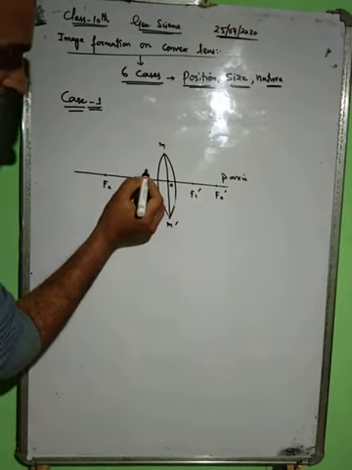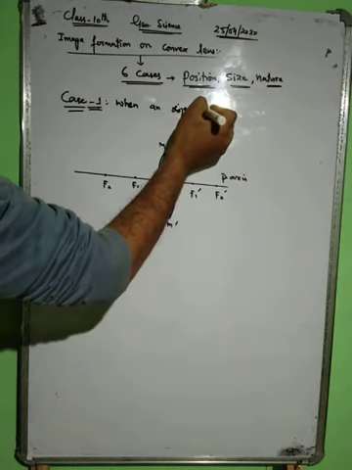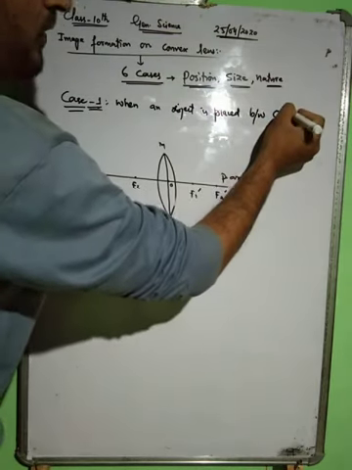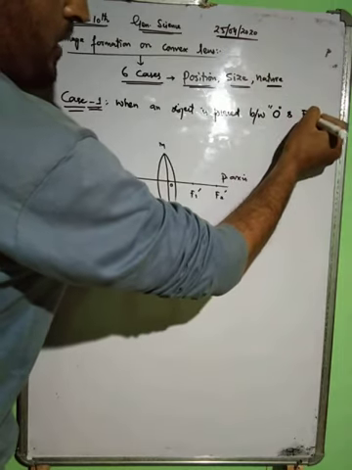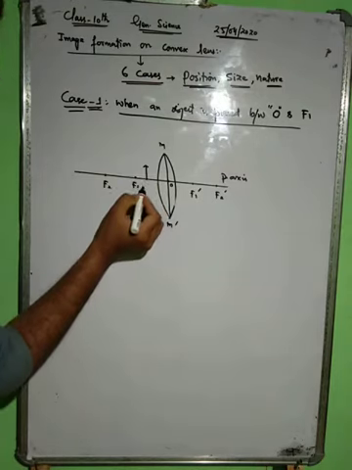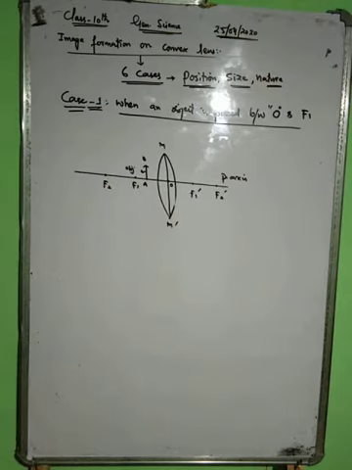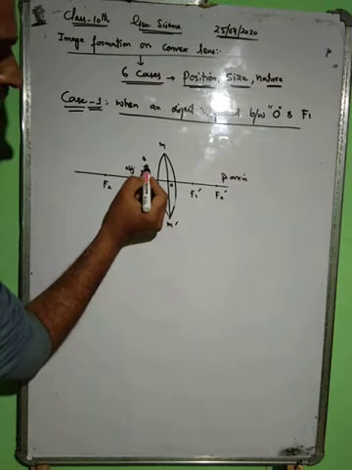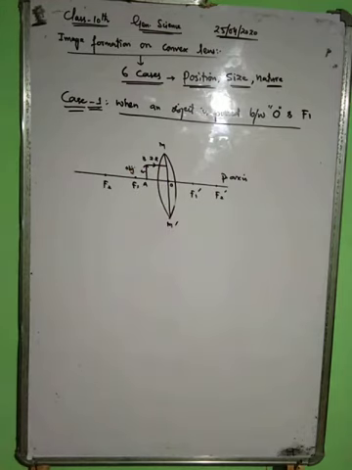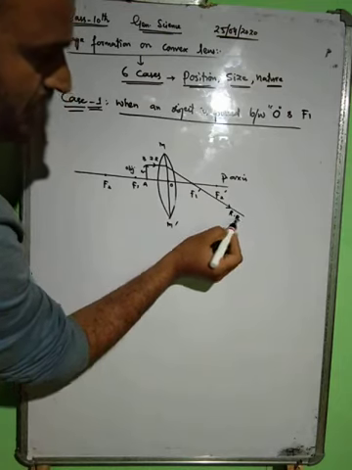Now, case number first here is an object placed between optical center, which we represent as OC, and F1. Let here A and B be an object. Whenever the incident ray of light from the object falls on this convex lens parallel to the principal axis, as per the rule of refraction, the refracted ray of light will pass through the focus.